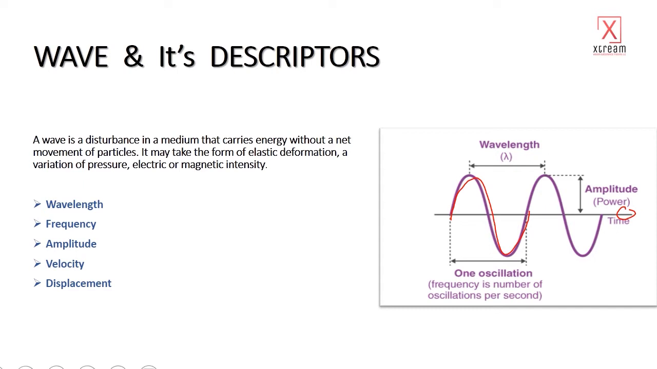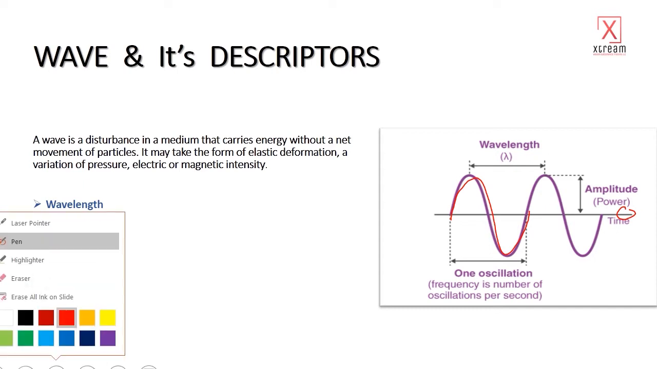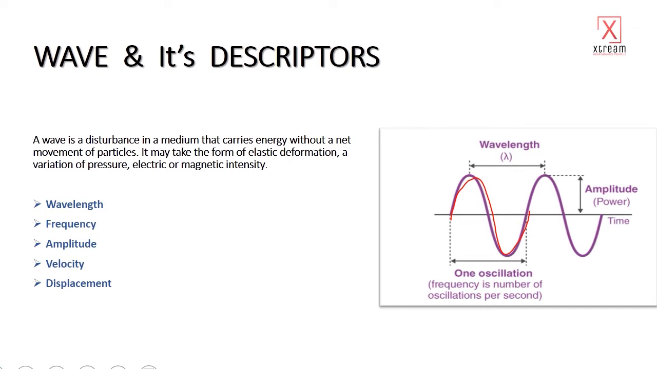So the number of these oscillations through a fixed point, let me show you clearly, if this is a fixed point, right? So the number of these repetitions or oscillations through a fixed point in a given time period, or in a given unit of time, is called the frequency of a wave.